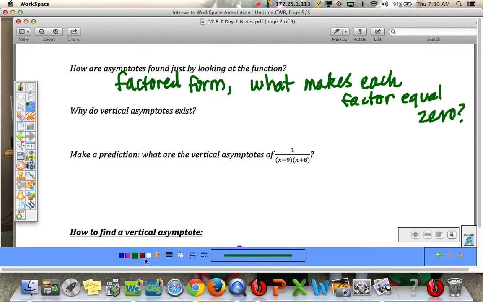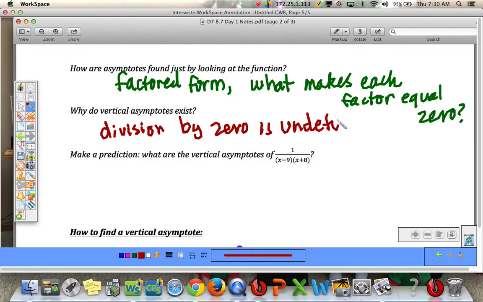Why do vertical asymptotes exist? Well, think about it. Can we divide by 0? No, it's undefined. So division by 0 is undefined. So there's no graph there. If there's ever anything that makes the bottom 0, we can't have a graph there because it's undefined. So an asymptote exists. Make a prediction. What are the vertical asymptotes of 1 over x minus 9, x plus 8? That would be at x equals 9, x equals negative 8.